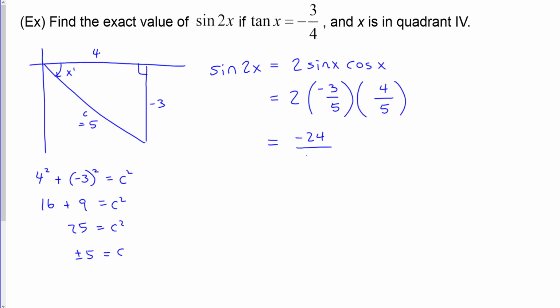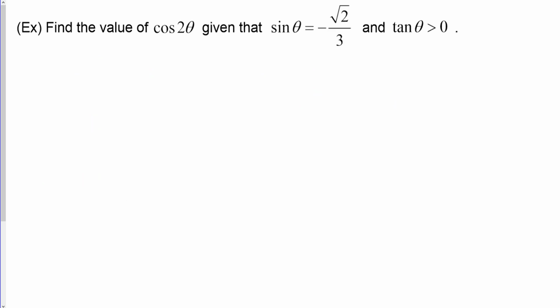5 times 5 would be 25. So it looks like negative 24/25 is the value of sine 2x in that case. All right, find the value of cosine 2 theta, given that sine theta equals negative square root of 2 over 3, and tangent of theta is greater than 0.